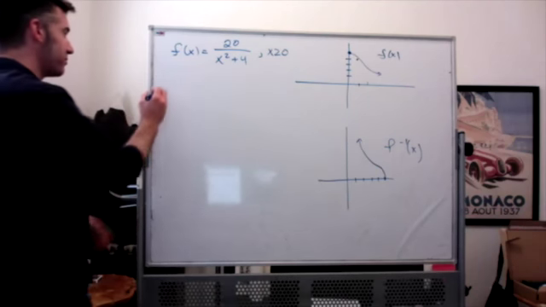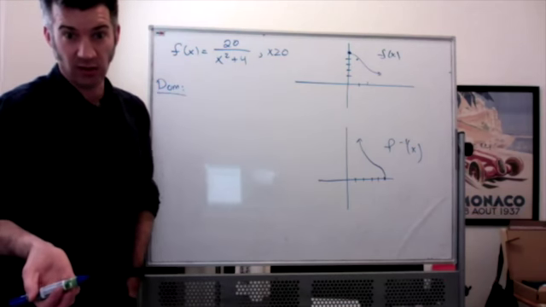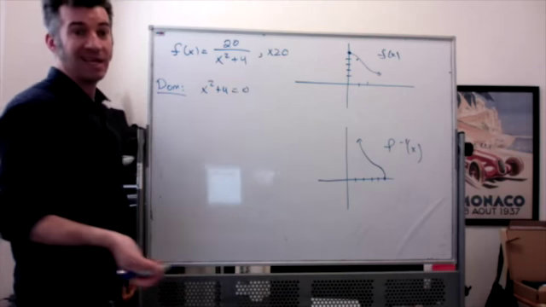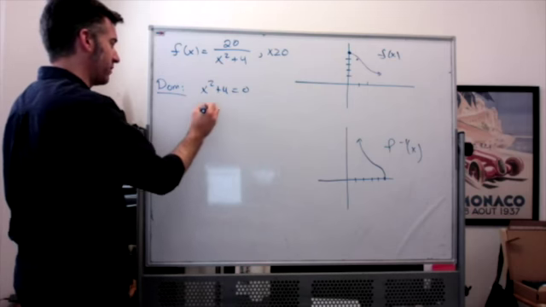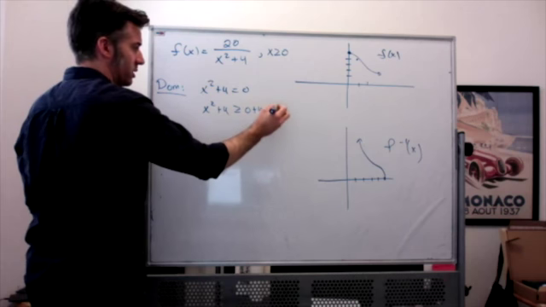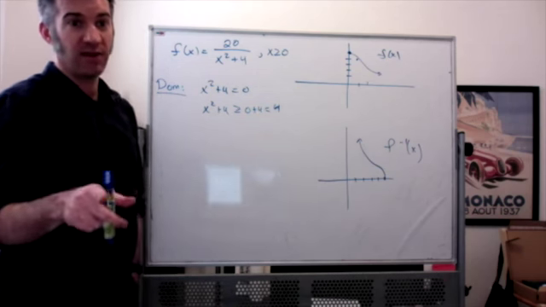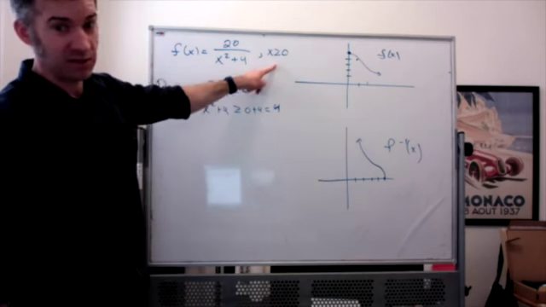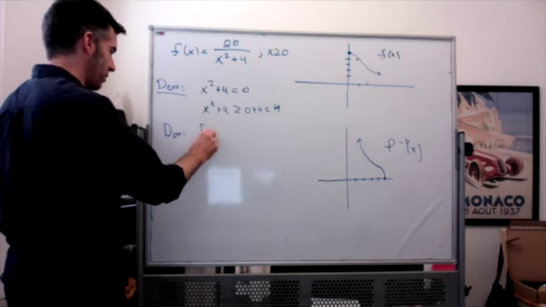So let's talk about domain. For domain, we need to make sure there isn't division by 0. So does x squared plus 4 equal 0? It does not. X squared is always greater than or equal to 0. X squared plus 4 is always greater than or equal to 0 plus 4, which is 4. So the domain here could be everything except they already told us that x has to be greater than or equal to 0. So our domain here is really x is greater than or equal to 0.